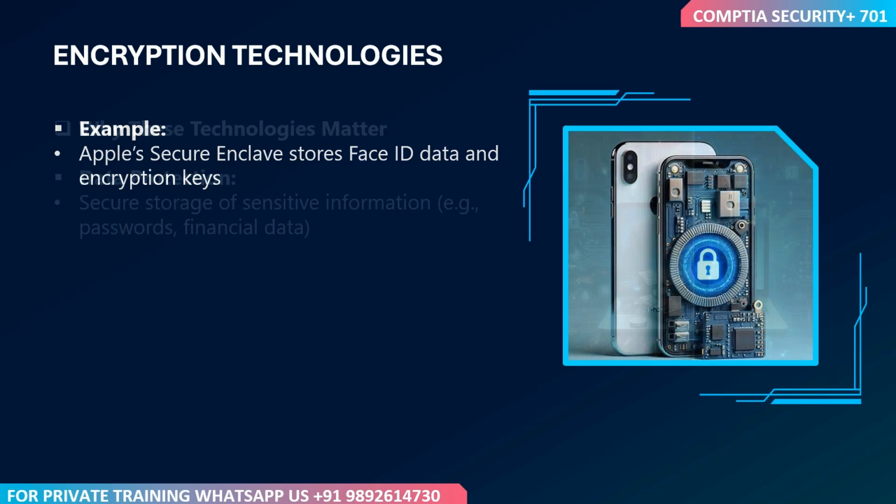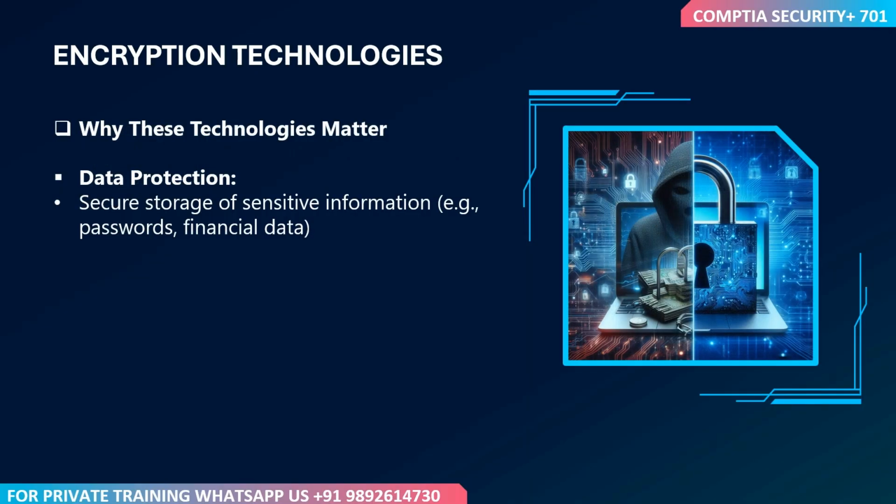So, why are these technologies important? Protecting sensitive information. Encryption technologies like TPM, HSM, KMS, and secure enclaves are critical in protecting sensitive information, whether it's your personal data, financial records, or confidential business information. These technologies help ensure that your data stays secure.